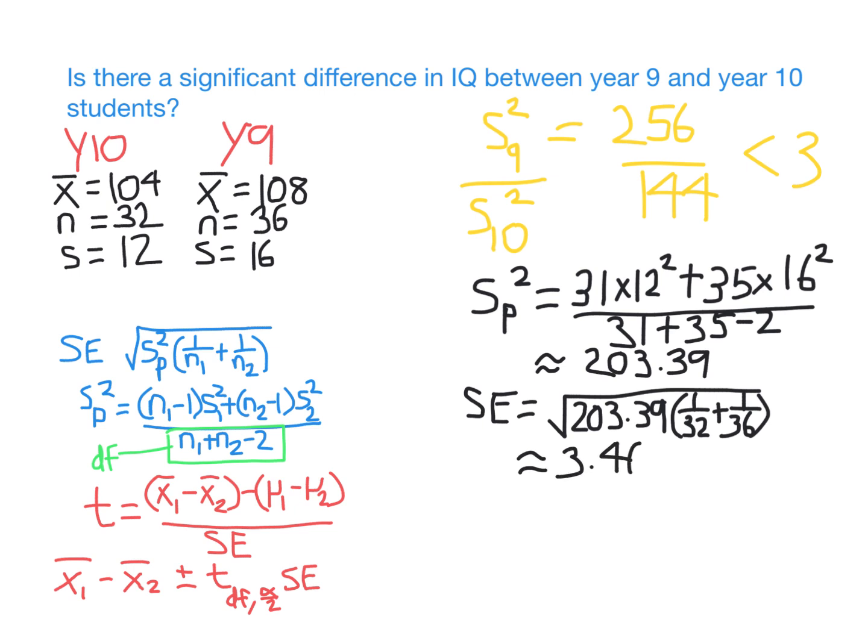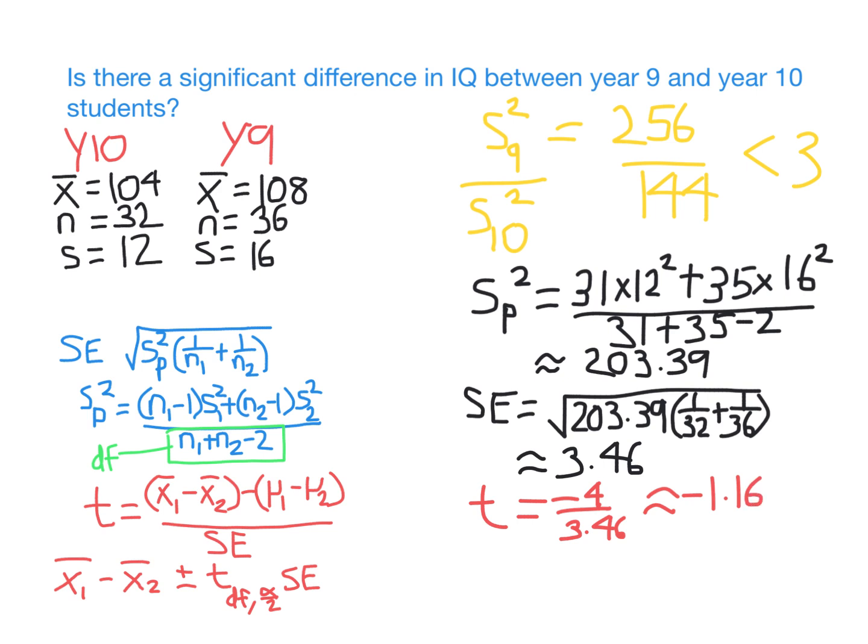That's the standard error, and we're going to use that to calculate the test statistic. So the test statistic is the difference in means. It doesn't matter which way around you write them. So here 104 minus 108 gives us -4. And we divide that by the standard error, 3.46. So we get around about -1.16. That's our test statistic.